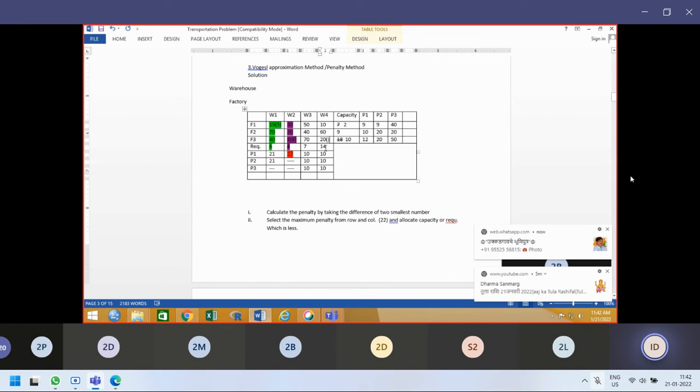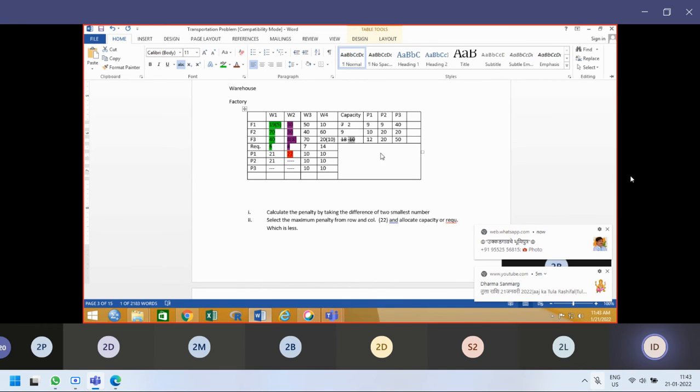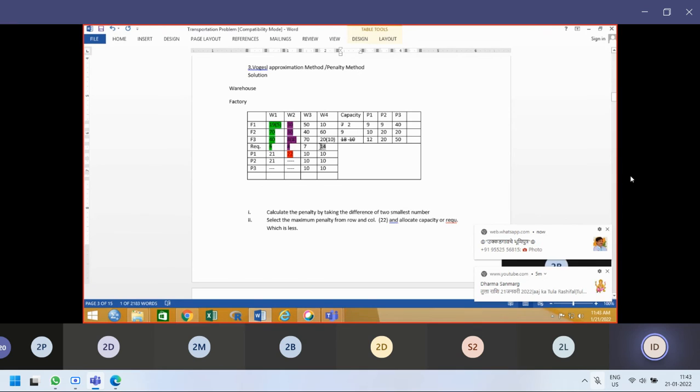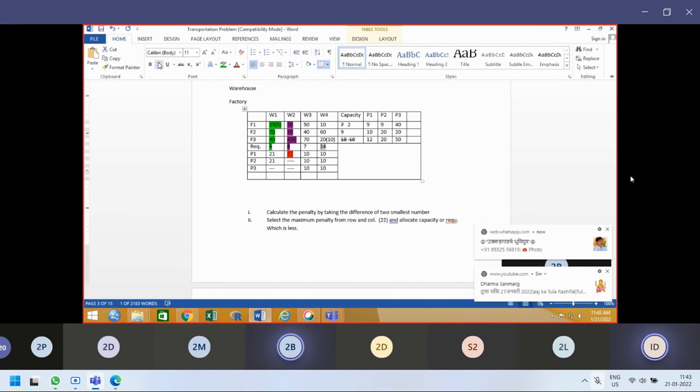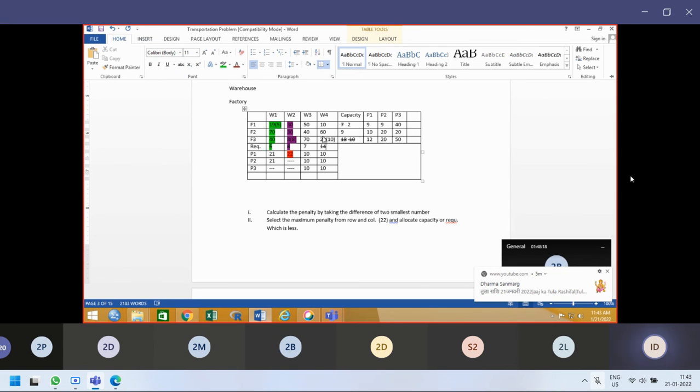This is 10, this is 14, and this is 10. So I can allocate 10. If I allocate 10, this is completely block, and out of 14, 10 is already allocated. So how much is remaining? 4.